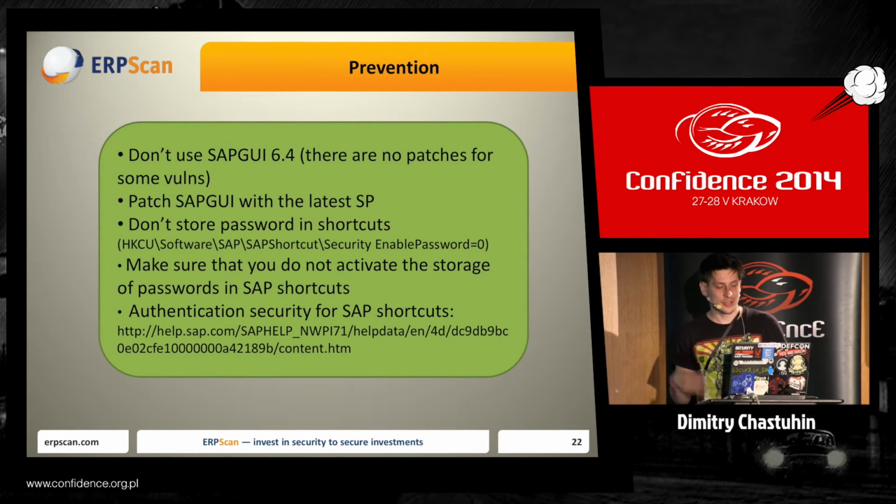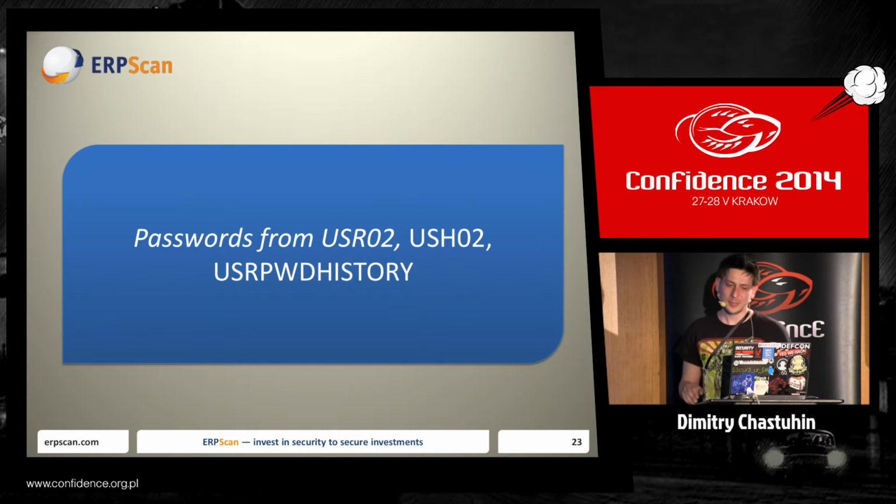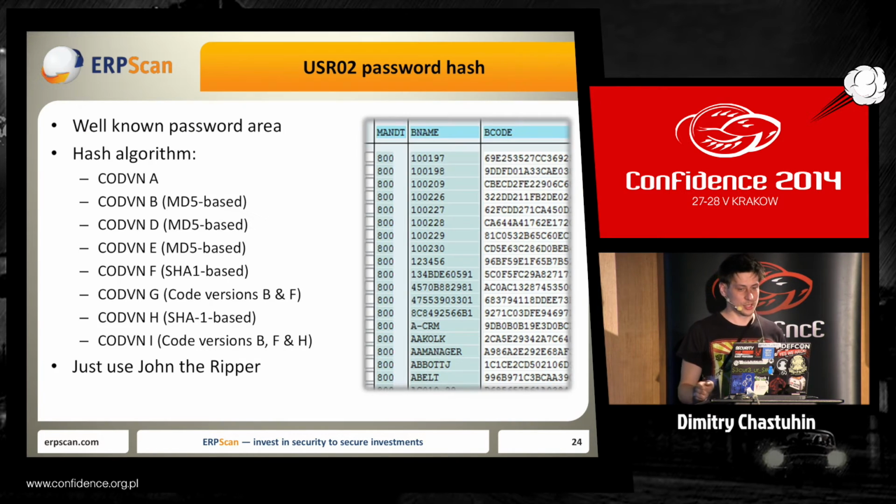Do not use old versions of SAP GUI, patch the relevant SAP notes, and do not store passwords in shortcuts. Okay, go next. Passwords from tables USR02, USH02, and user password history. This is the most well-known area of SAP passwords. In this table, SAP stores all information about users: client number, name, password hash, etc. So if an attacker can read this table, he will get a lot of interesting information about users. But what's important is the information about the password hash.